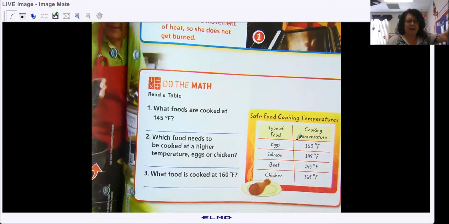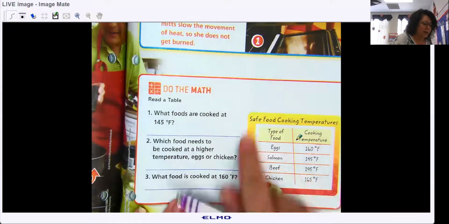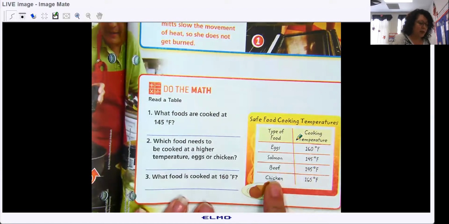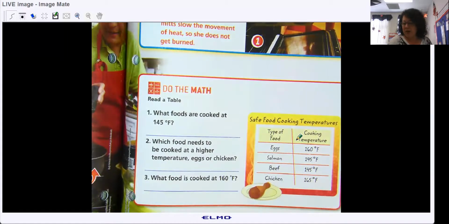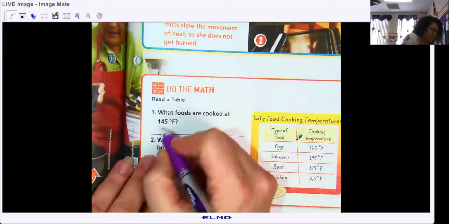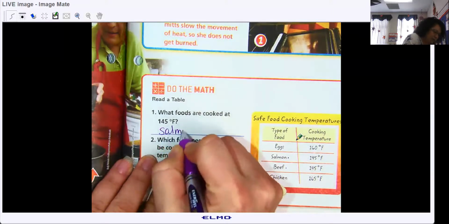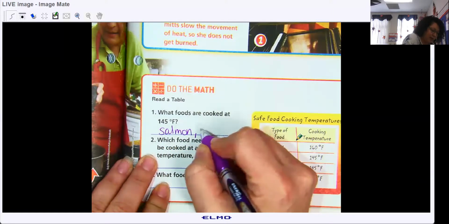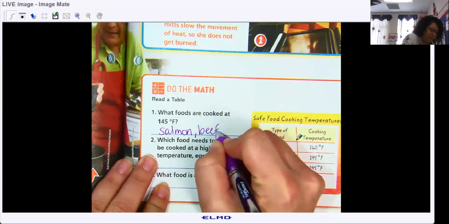Do the math. What food? We have a table here, types of food, and the cooking temperature. What foods are cooked at 145 degrees? 145 degrees, salmon and beef. Salmon is a type of fish. And beef.